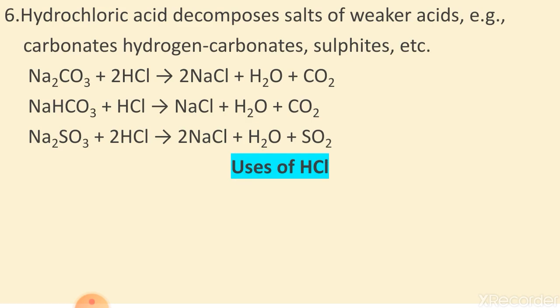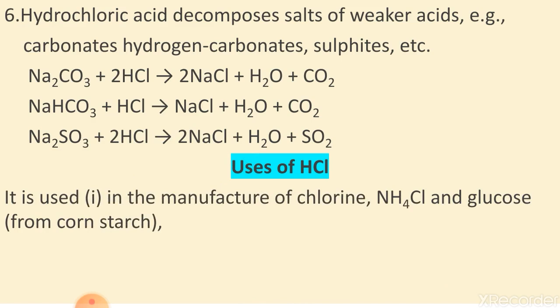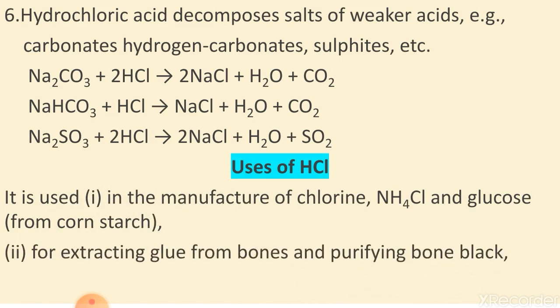Now students, some uses of HCl. The largest use of HCl is the pickling of metal, that is removing the oxide layer from the surface. It is also used to make metal chlorides and in the manufacture of dyes, and also used in the sugar industry. So look again at the uses of HCl. It is used in the manufacture of chlorine, NH4Cl and glucose.